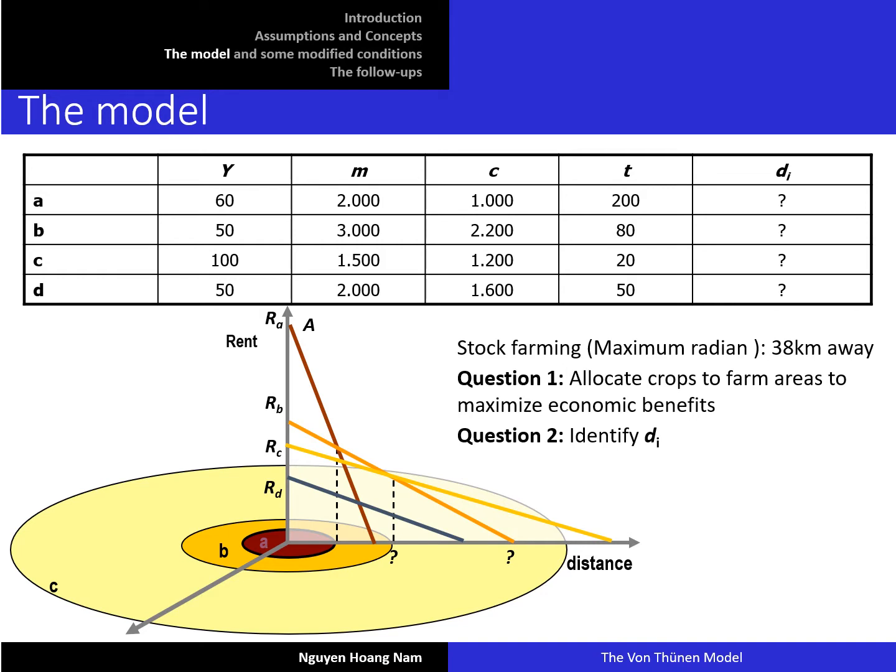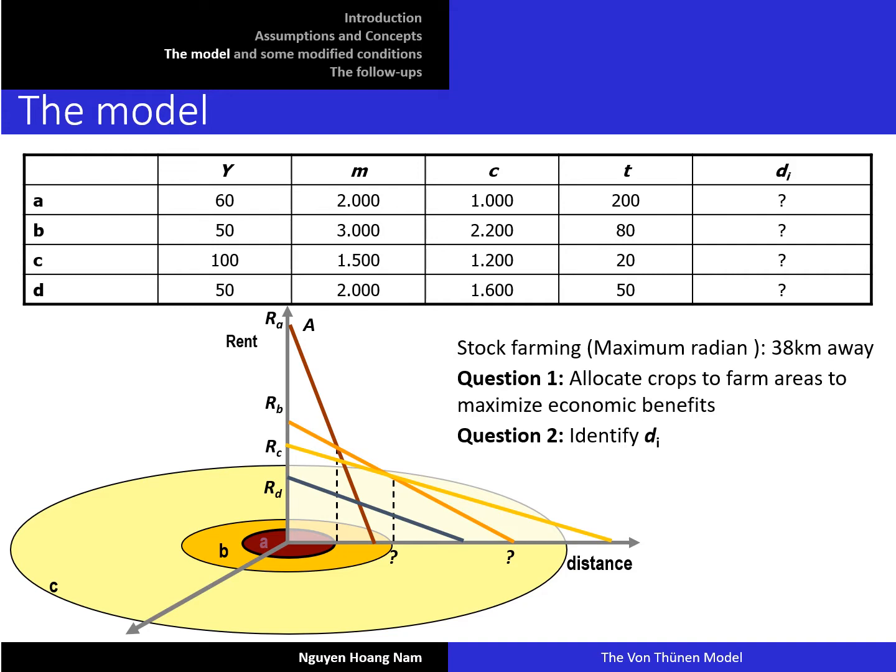Firstly, to answer question 1, we need to recall the distance decay mechanism and the location rent formula. The distance decay mechanism says that when the transport costs increase, the location rent will decrease. And the location rent formula is LR, which is location rent, equal to Y times (M minus C minus T times D).